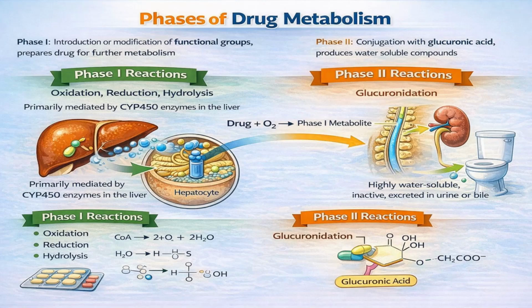Phase 2 reactions involve conjugation, where the drug or its Phase 1 metabolite is linked to an endogenous substance such as glucuronic acid, sulfate, or glycine. This process produces compounds that are highly water-soluble, usually inactive, and easily excreted in urine or bile.